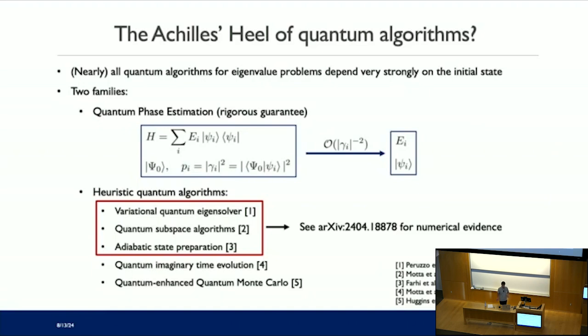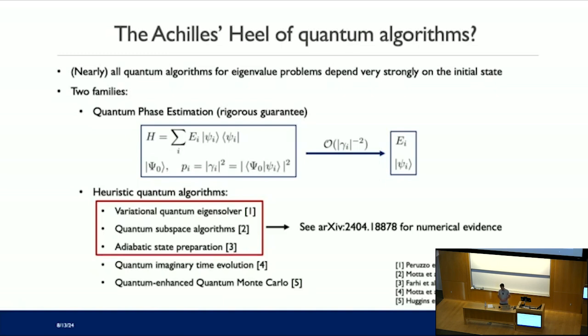Just to be clear, this should be obvious to everyone, but arguably, quantum algorithms for eigenvalue problems have this big issue that they depend very strongly on the initial state. You can say this very rigorously for phase estimation, where the probability of measuring your target eigenstate is exactly the squared overlap between your initial state and whatever target eigenstate you're looking for, and therefore your number of runs is going to scale inversely proportionally to that squared overlap.